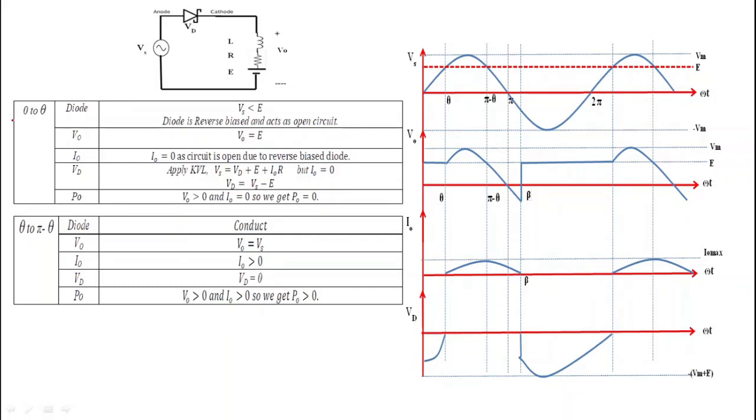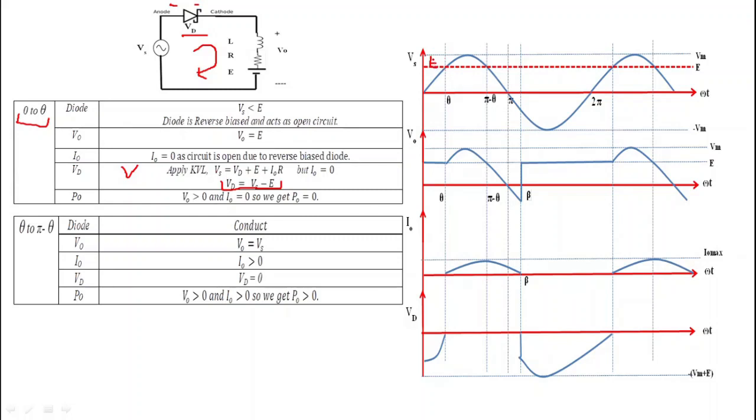Now first we will see the operation of the circuit from 0 to theta. Suppose at omega t equal to 0, this diode was open circuit. So there was no current in this loop, and we get Vd equal to Vs minus E. How do we get this? If we simply apply KVL in this loop, then we get Vd equal to Vs minus E.